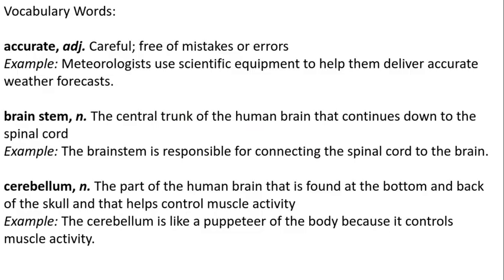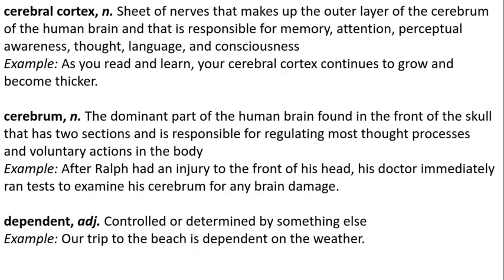Here's some words that you will hear during the read aloud. Accurate means careful, free of mistakes or errors. Brain stem is the central trunk of the human brain that continues down to the spinal cord. Cerebellum is the part of the human brain that is found at the bottom and back of the skull and that helps control muscle activity.